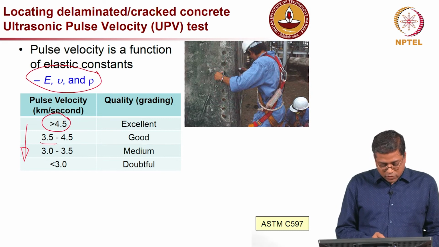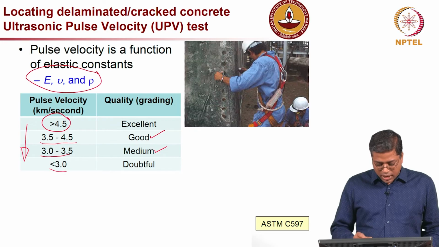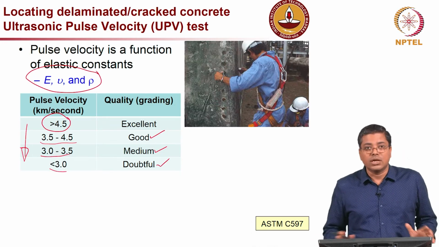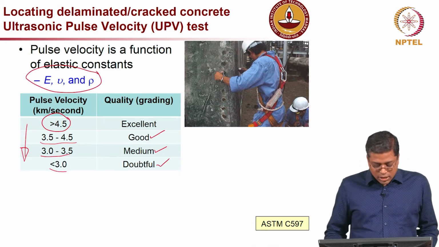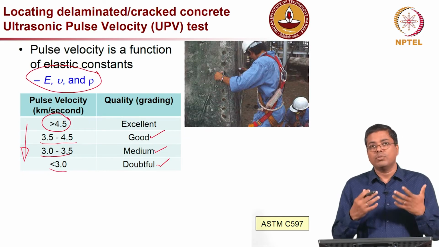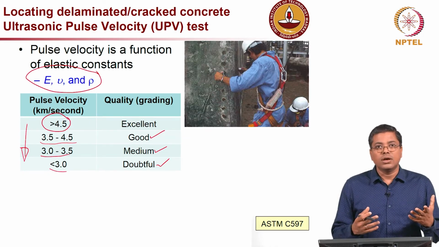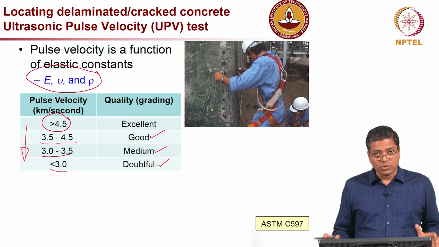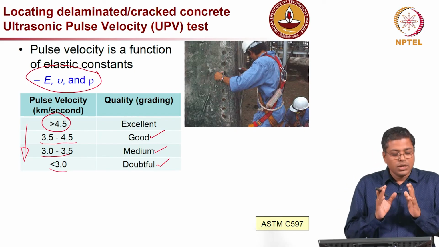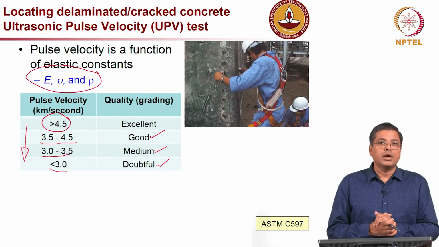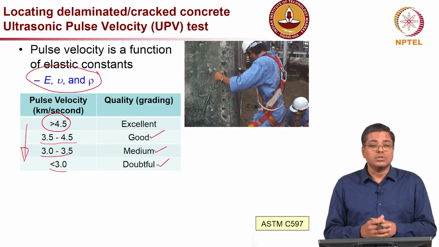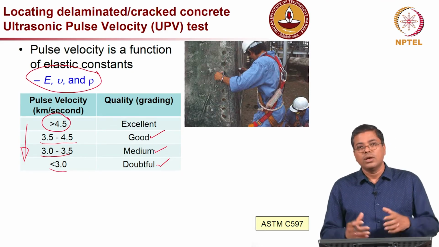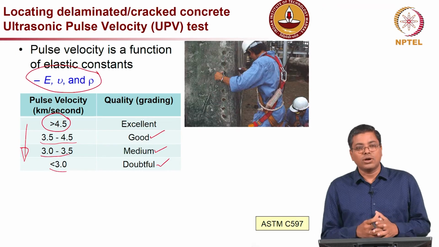So 3.5 to 4.5 we can say it is good, 3 to 3.5 medium, and less than 3 it is doubtful. There are some serious problems with the structure. There could be cracks, honeycomb, or some external materials also. I have seen even cases where bricks are there inside a concrete.